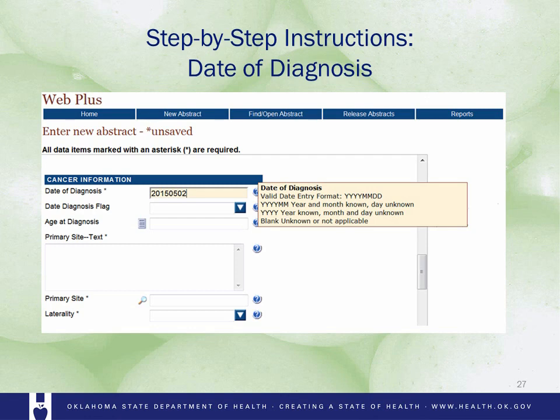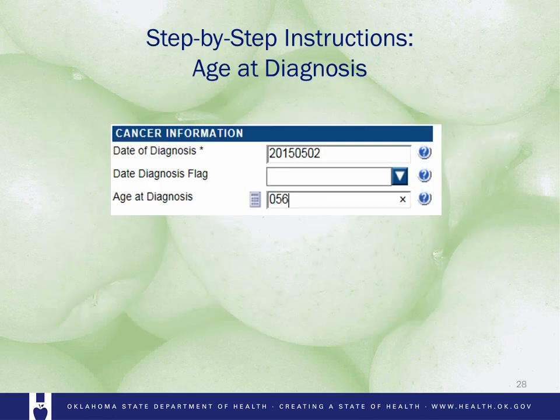Refer to the list of ambiguous terms in Section 1 for language that represents a diagnosis of cancer. Please note the date format of year, month, and then day. If you do not know the date of diagnosis, try to estimate. If unable to estimate, then you will leave this blank and use the date flag in the next field. The age of diagnosis is calculated based off of the date of birth and date of diagnosis. Click the Calculate button to derive the age at diagnosis.